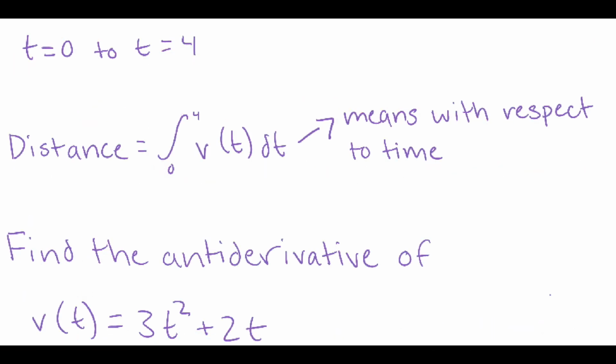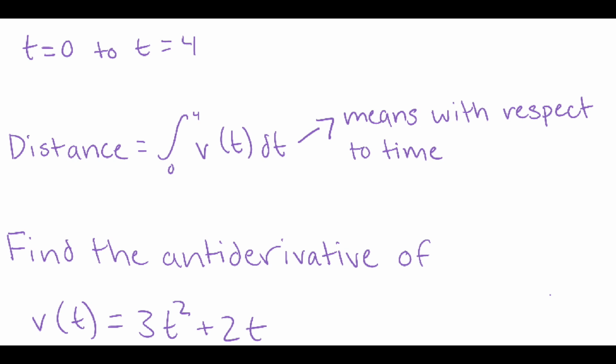Our first step is to understand what exactly the question is asking. We're given a velocity function, as mentioned earlier, and we're asked to find the distance traveled in a specific time interval, from time equals 0 to time equals 4. To find the total distance traveled, we need to integrate the velocity function over the interval.